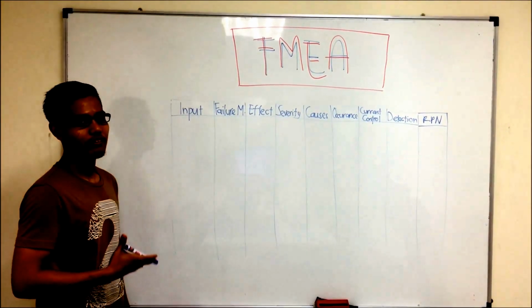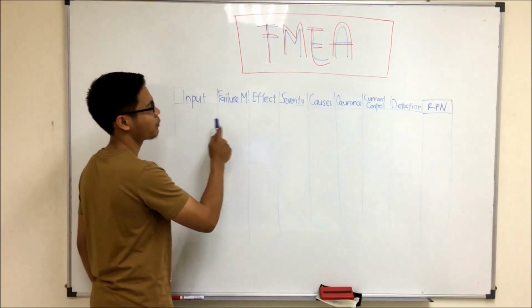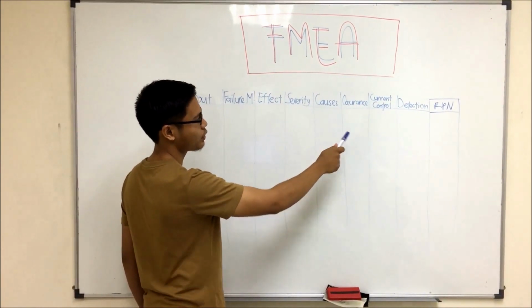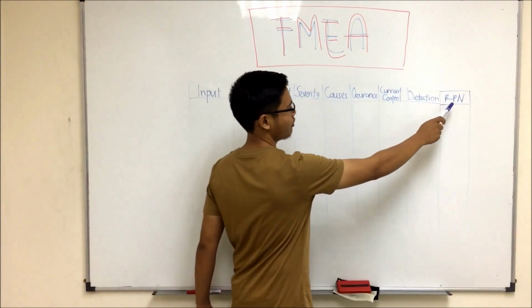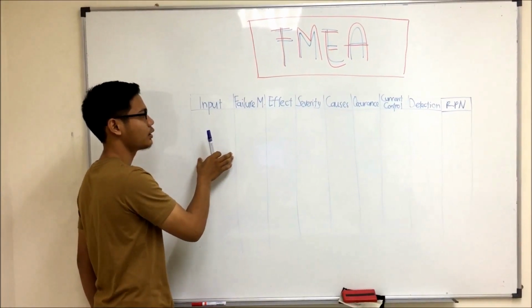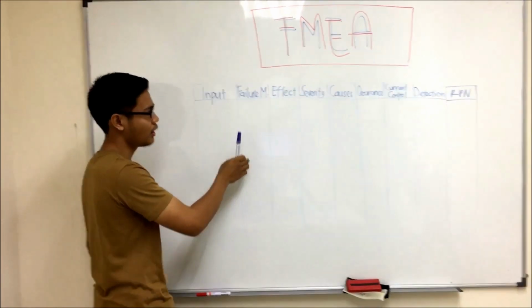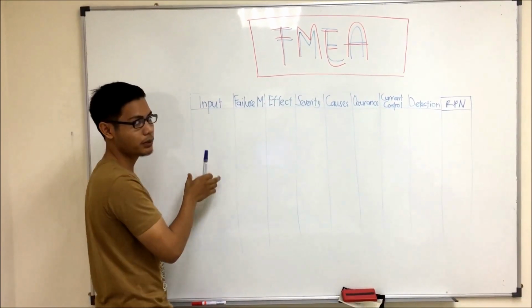This is the basic graph of FMEA analysis, which is input of the main problem, failure mode, effect, severity, causes, occurrence, current control, detection, and RPN, which is therefore the risk priority number. For the input, it is the place that we put the problem that we face. Failure mode is the failure that is causing the problem.